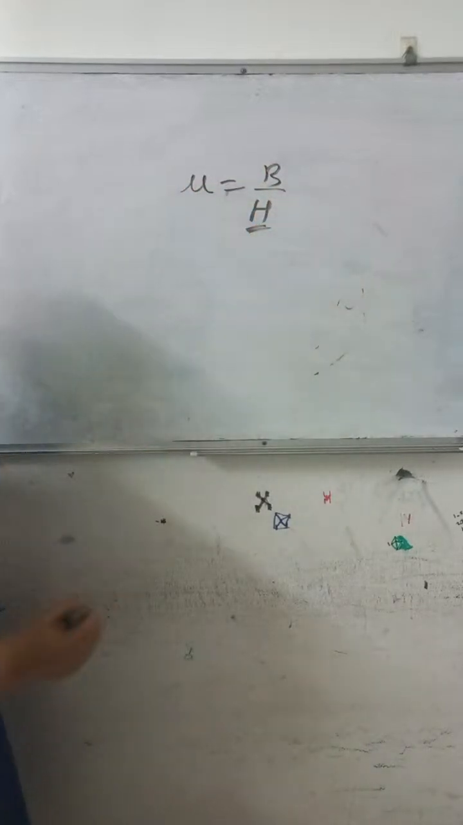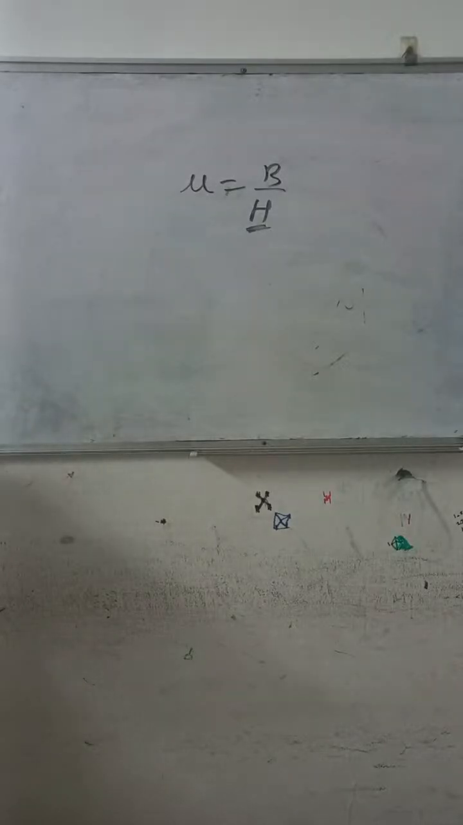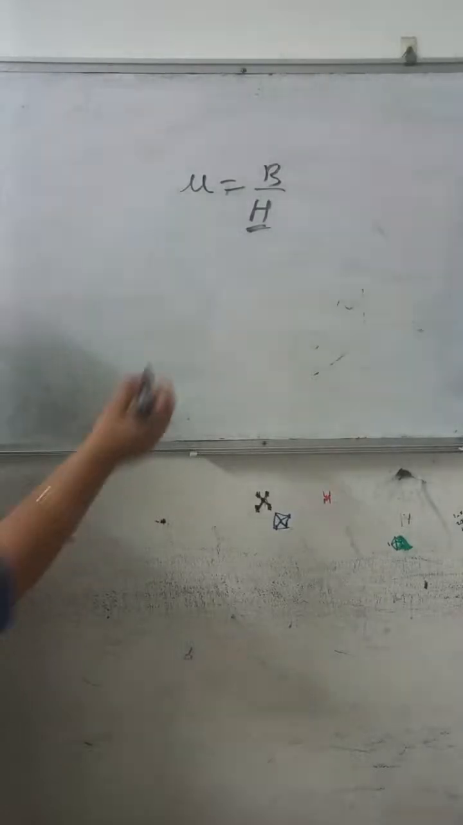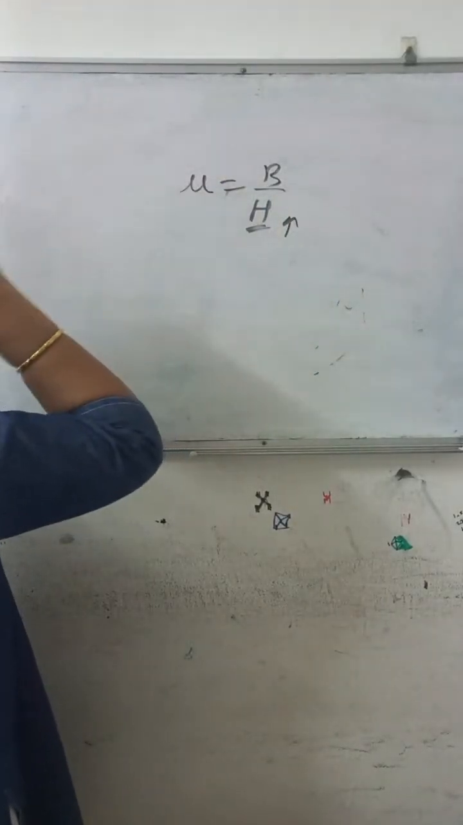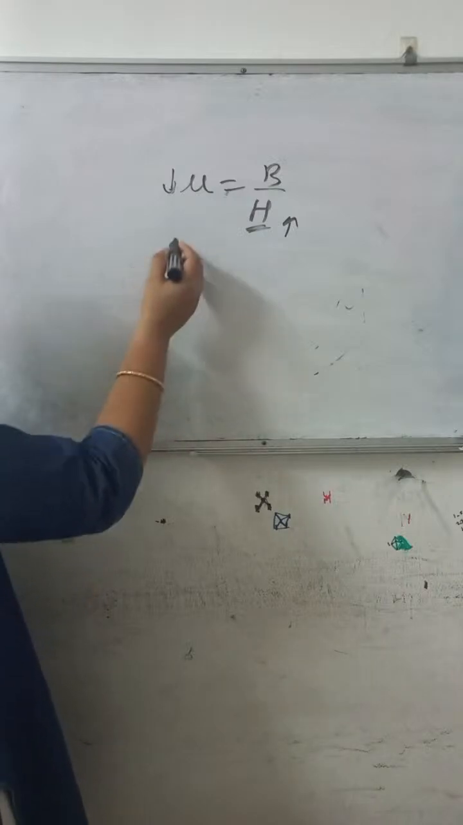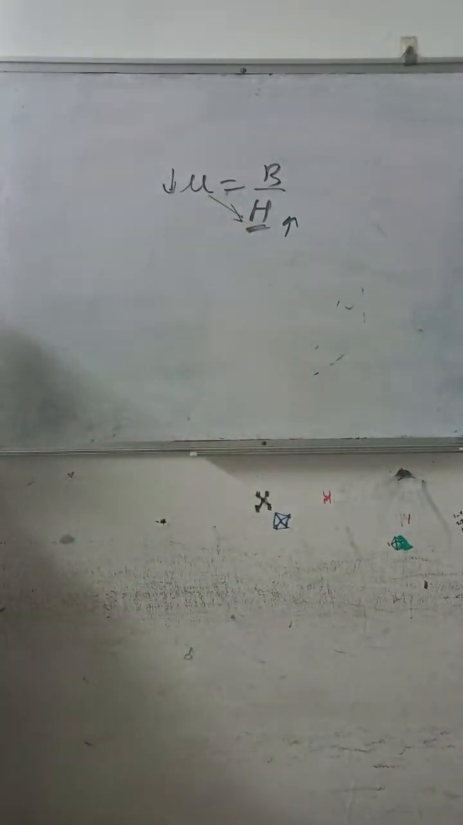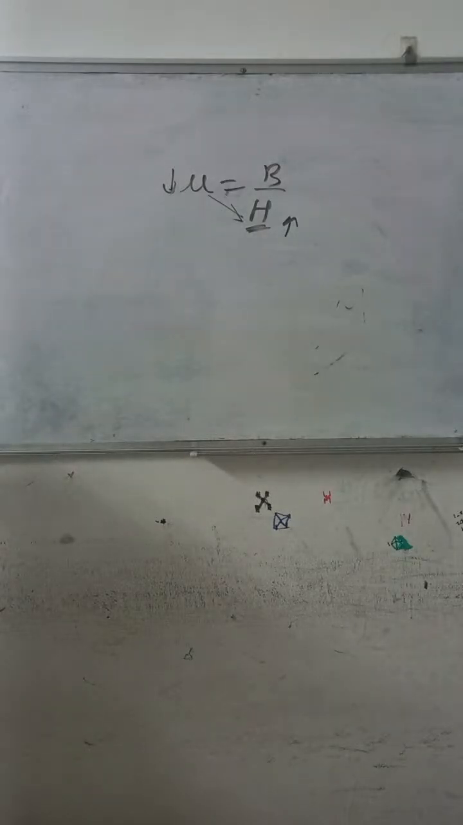Okay, H is nothing but the external magnetizing field. If you are increasing the magnetizing field of a ferromagnetic material, then what happens to mu? There is an inverse relation between mu and H. The external magnetizing field and permeability are in inverse proportion.